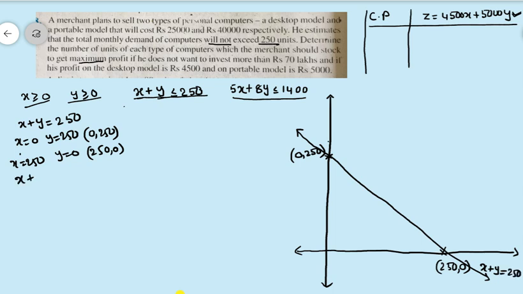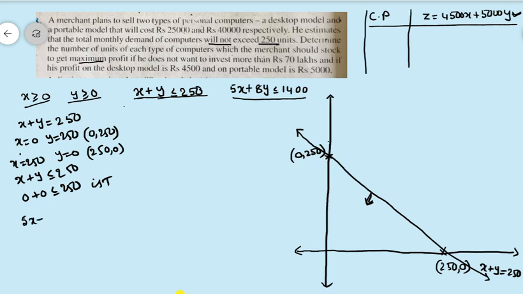But we have to shade the inequality x plus y less than or equal to 250. Substitute 0 comma 0, satisfying. That's why you have to shade towards the origin. We have to shade, but don't shade completely, just keep it in mind. We have to shade towards the origin.